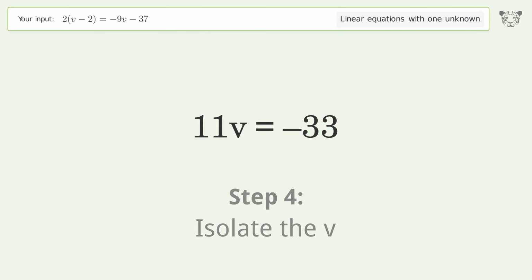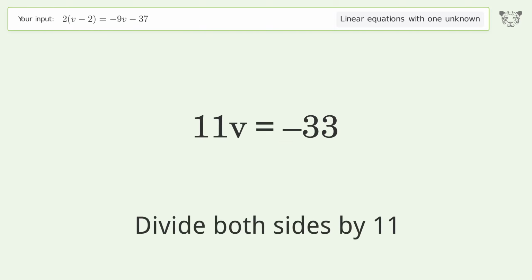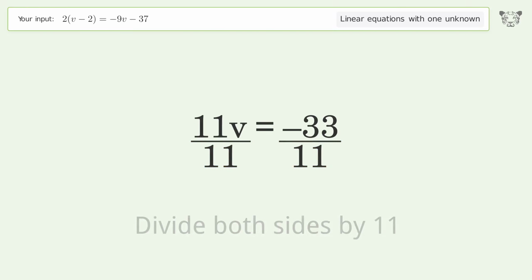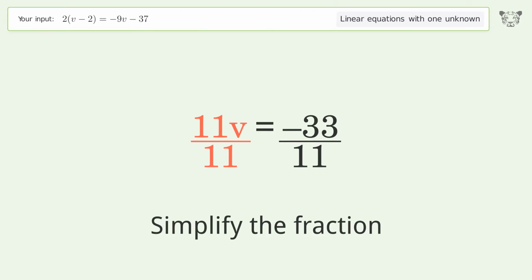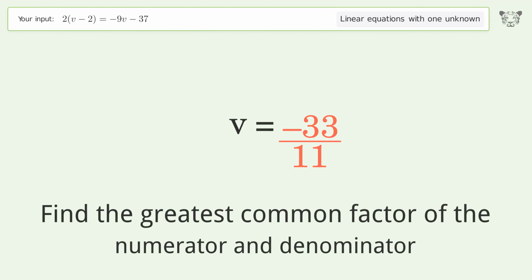Isolate the v. Divide both sides by 11. Simplify the fraction. Find the greatest common factor of the numerator and denominator.